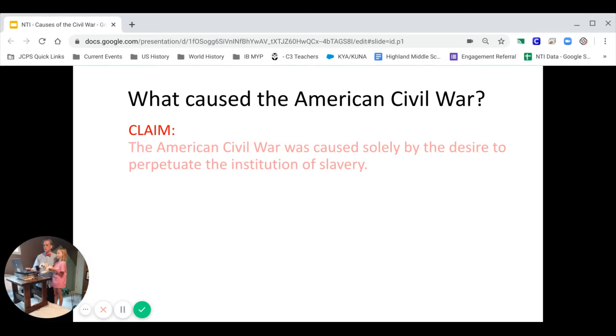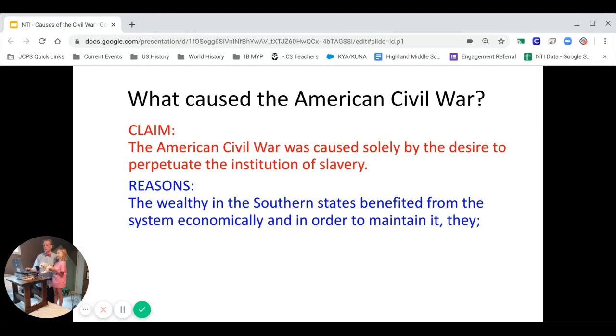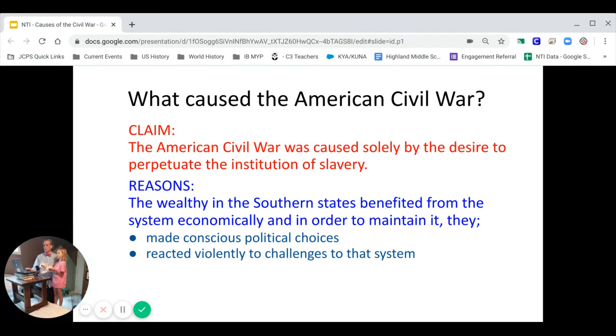So my claim is the American Civil War was caused solely by the desire to perpetuate the institution of slavery. The reasons I'm going to go into is that the wealthy in the southern states benefited from the system economically, which is where I'm going to start, and in order to maintain it, and here's where my evidence is going to come in, they made conscious political choices, which will be those compromises. They reacted violently to changes to that system, or challenges to that system. So we'll look at challenges or resistance to it and violent reaction to it.